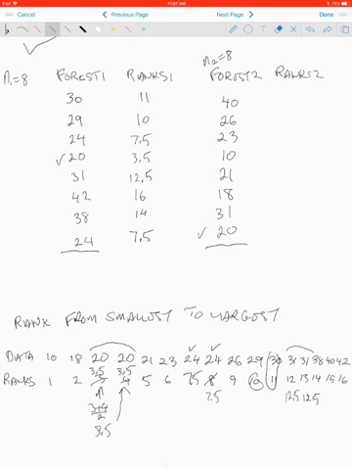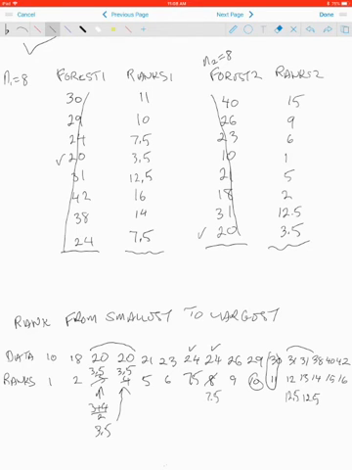Then for forest 2, write in the ranks there as well. So 40 has a rank of 15, then 9, 6, 1, 5, 2, 12.5, and 3.5. So there we are. We've spent a fair bit of time doing this ranking and assigning ranks. And so now what happens in this test is all the operations are carried out on the ranks. So we ignore the raw data we've collected for now, and we're going to operate on the ranks.